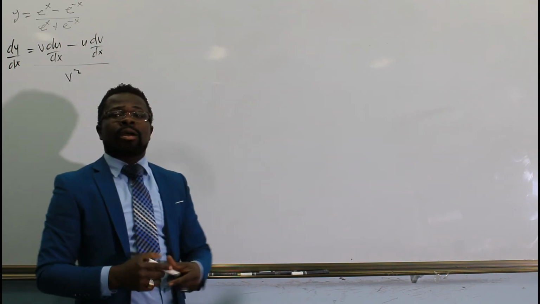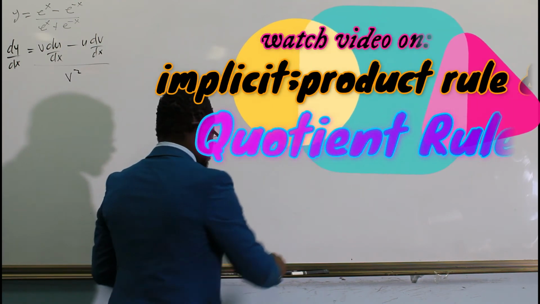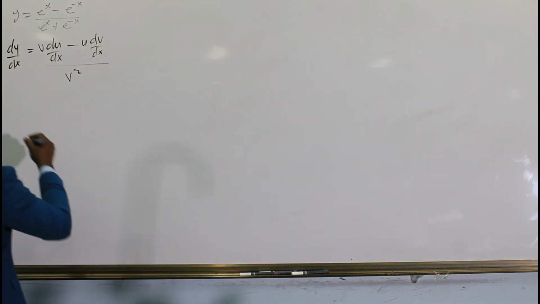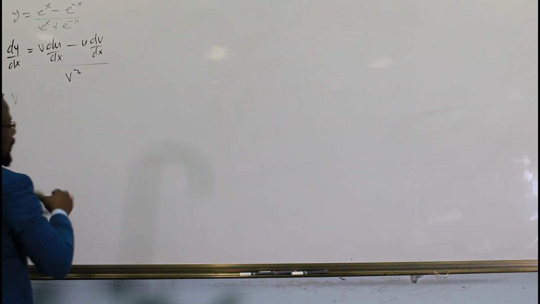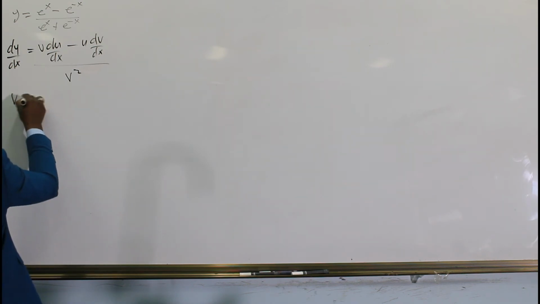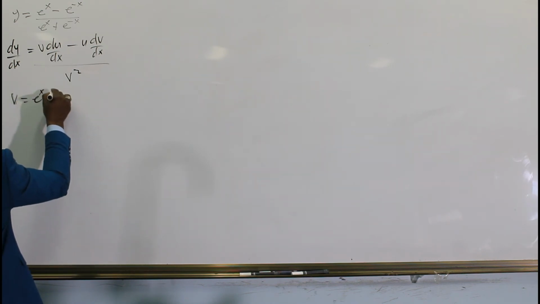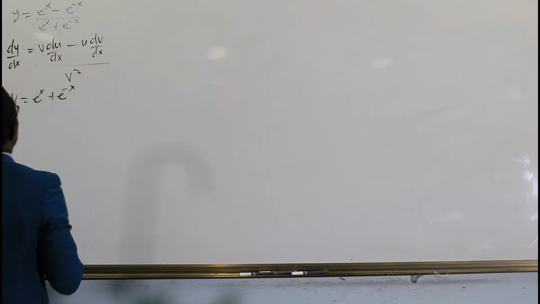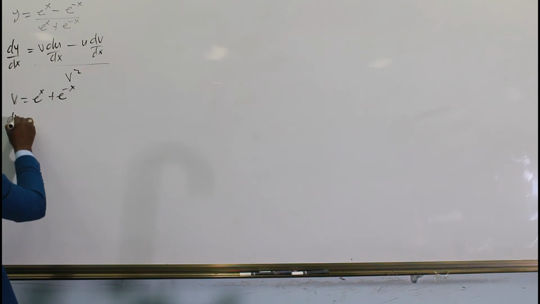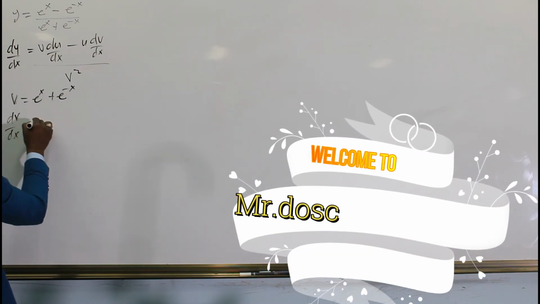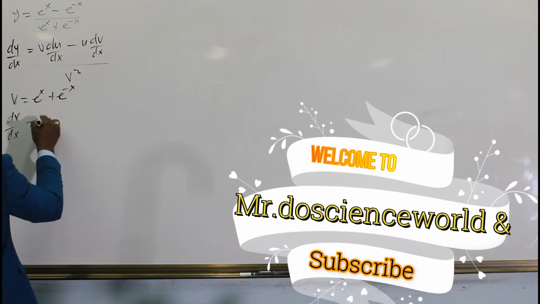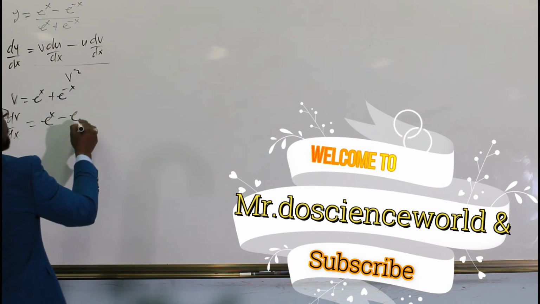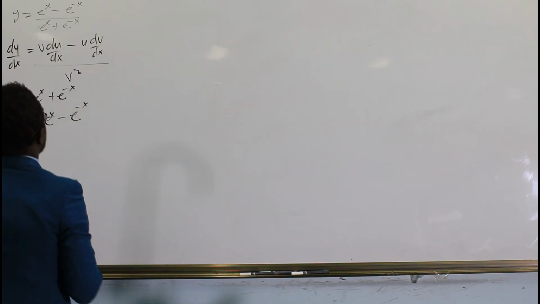That is the quotient rule, and that is what we are going to apply in solving the problem. So let's see how we can solve the problem. We say, let's assume that our v is now e^x plus e^(-x), and now let's find dv/dx. The dv/dx is going to give us e^x minus e^(-x).